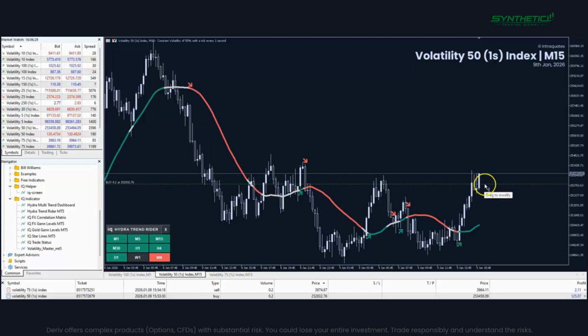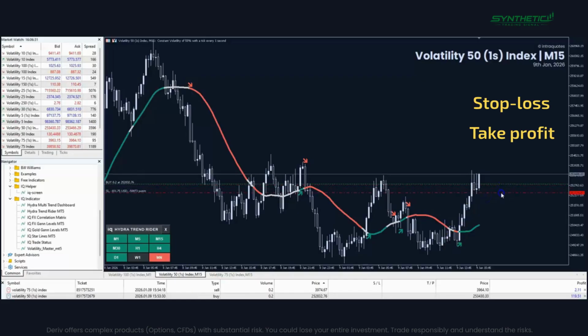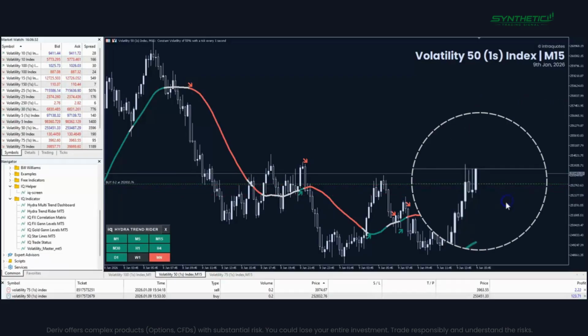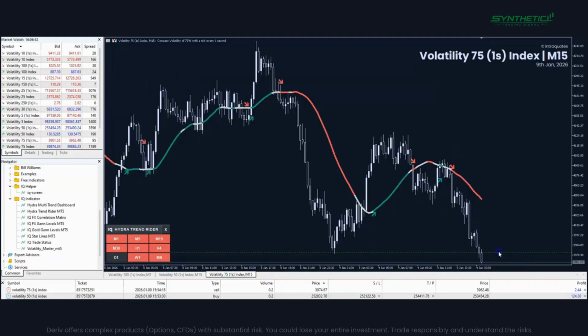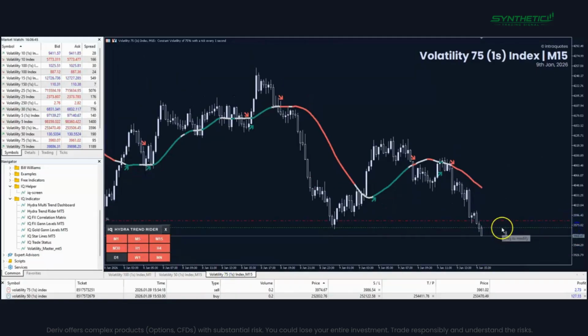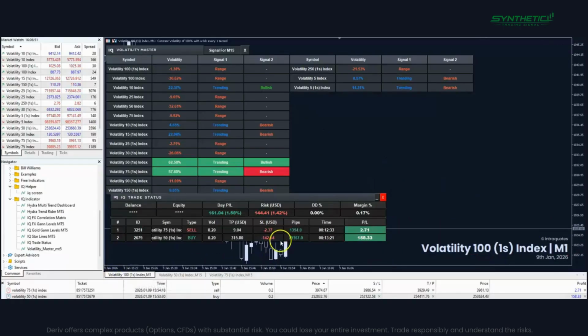Next, we perform a very important step, setting the stop loss and take profit for both the trades. For stop loss, I use the high or low of the previous two candles. For the take profit, I set a target close to twice the stop loss distance, maintaining a healthy risk-to-reward ratio. You can see the updated stop loss and take profit levels reflected clearly on this trade status dashboard.